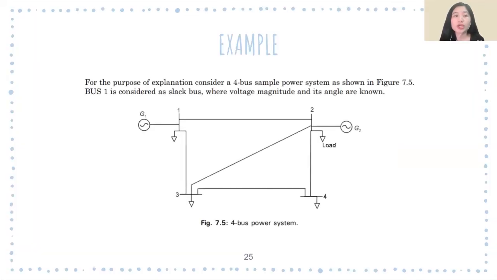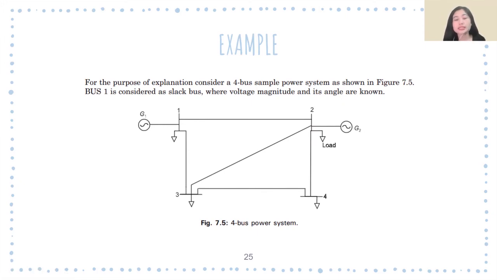So here, just for the purpose of explanation, we have to consider this 4-bus example of the power system as shown in figure 7.5, and we consider bus 1 as our slack bus, where the voltage magnitude and its angle are known. Going back to our explanation of the slack bus, we said that usually in Gauss Seidel, bus 1 is considered to be the slack bus. And further, we are not going to solve for V sub 1, but rather the voltage magnitude and angle are known because of the conditions given under our slack bus.